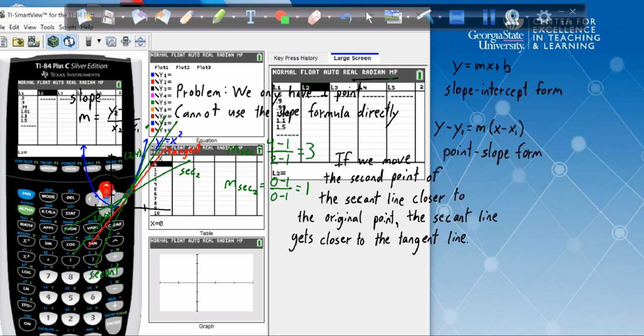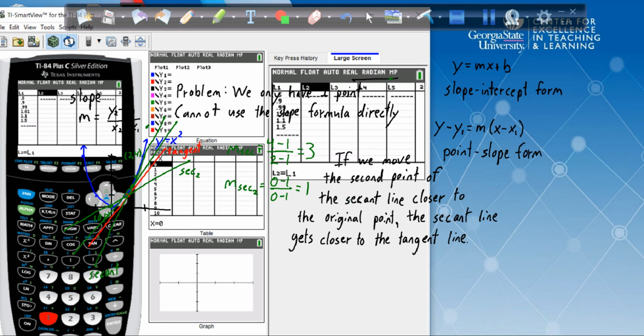Y equals x squared. So I want to square all these x's. And I could just do 0.5 squared, 0.9 squared, 0.99 squared. It's much easier to press the second button, second 1, and that brings up L1 right there. Second 1 gives us L1.